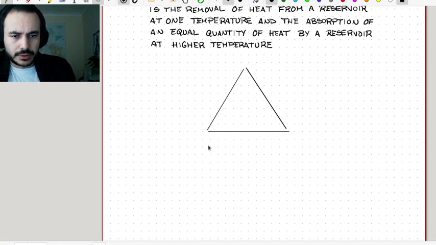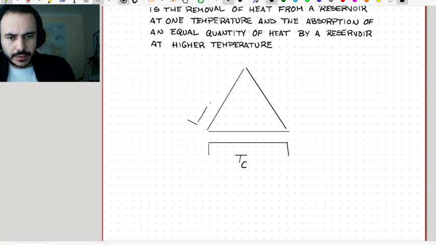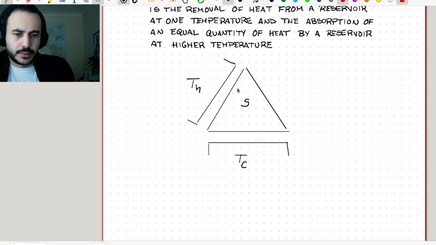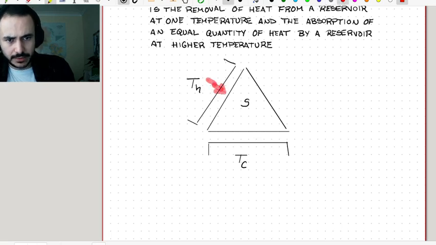Let's suppose that this edge of the triangle represents the contact of your system with a heat source at a low temperature, T cold, and this edge here represents the part of time in which your system is in contact with the hot heat source at temperature T hot. So that's your system in there. In the cyclic protocol that you're running on your system, there will be some heat coming from the hot bath into your system.